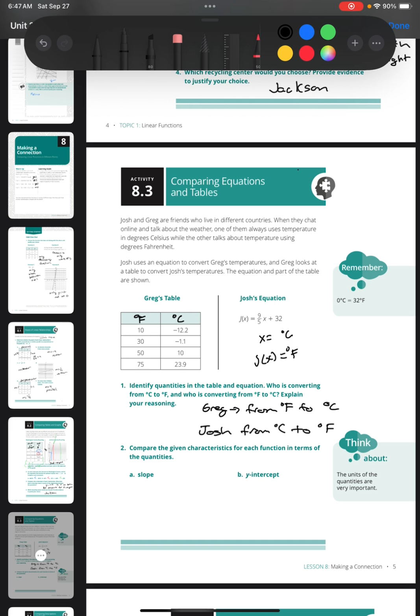Okay, number 2, compare the given characteristics of each function in terms of slope and y-intercept. Well, Greg's slope from the table, if we were to calculate change in y over change in x, we are going to find that his slope is 5/9, and that Josh's slope is 9/5, which makes sense that they're reciprocals of each other because they're taking the same units, and one's converting from degrees Fahrenheit to degrees Celsius, and the other one's converting from degrees Celsius to degrees Fahrenheit.